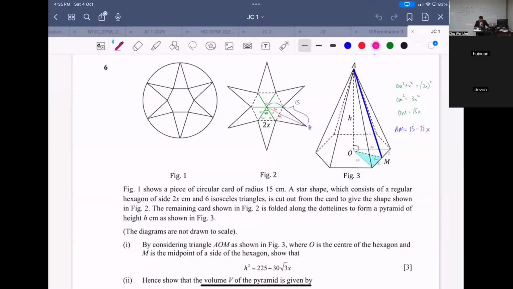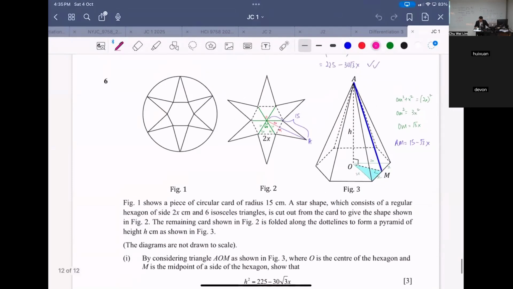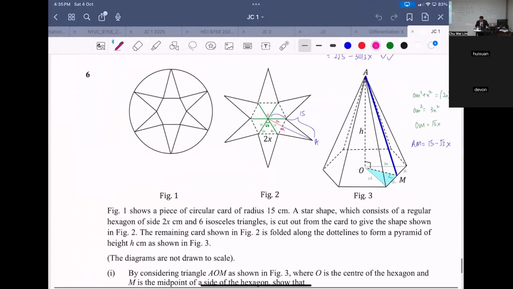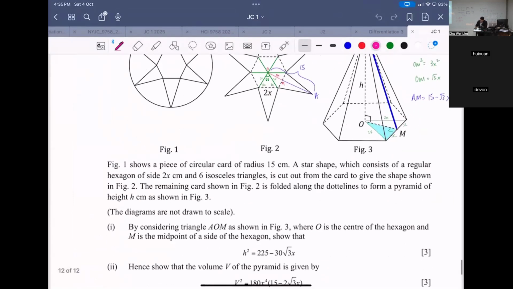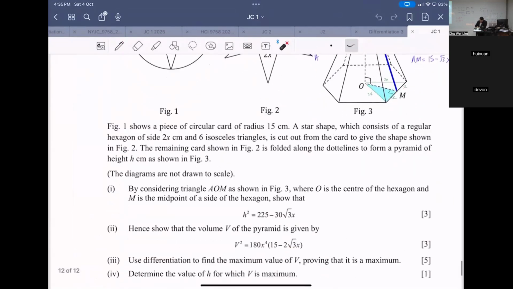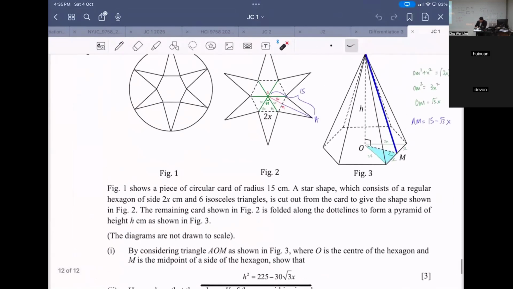Let's start now. Last week we showed this already. H squared is equal to 225 minus 30 root 3 x. We showed this. For the rest, please continue to try part 2, part 3, and part 4.